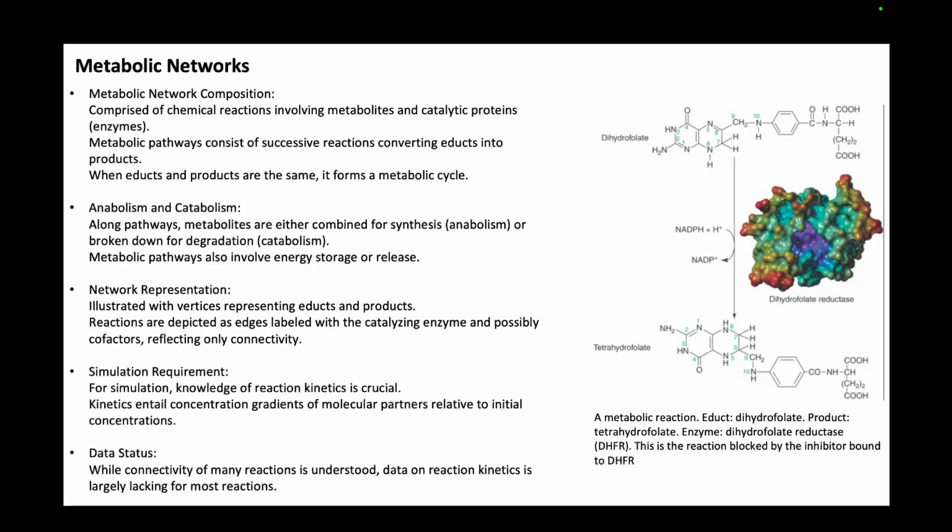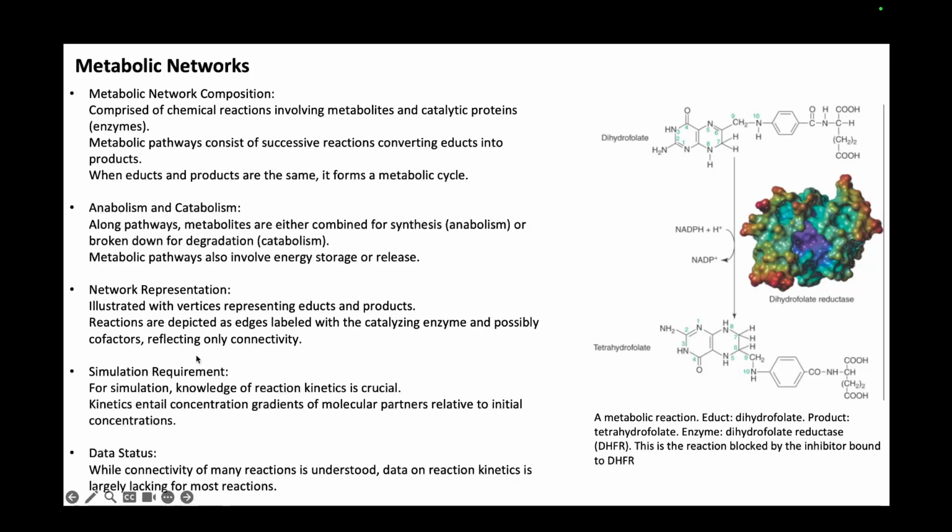Okay. Now we come to a very important component of our course actually. It's the metabolic networks. We have focused a lot on metabolic networks. So these are networks comprised of chemical reactions involving metabolites, catalytic proteins, and these metabolic network pathways consist of successive reactions that convert educts to products. And when the educt and the product are the same, it forms a cycle. Right? Like a Krebs cycle or something like that. Anabolism and catabolism are the two majorly used terms for metabolism. So anabolism is used for synthesis, catabolism is used for degradation.